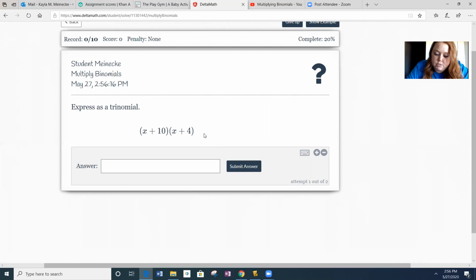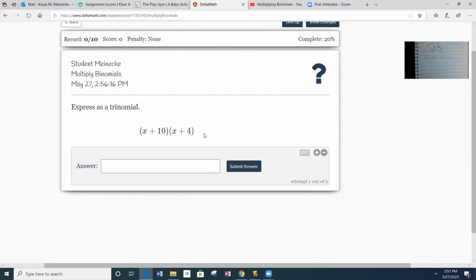My first two numbers, so x and x, times x is x squared. And I do O, which is the outside, so that'd be the x and then the 4. X times 4 is 4x, okay? And I'm writing my work as I go. Now I'm gonna take that 10 and distribute it. 10 times x, so those are my inside terms, 10x. And then I'm gonna do my last terms, which would be the 10 and the 4. 10 times 4 is 40.